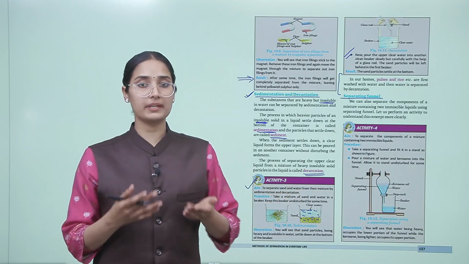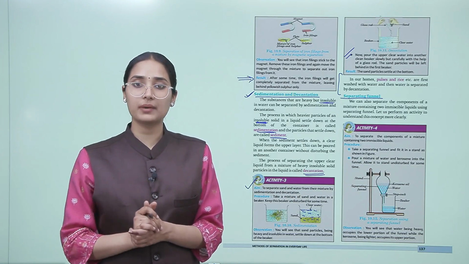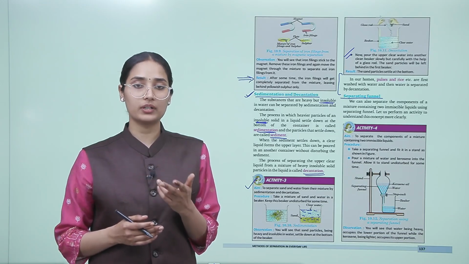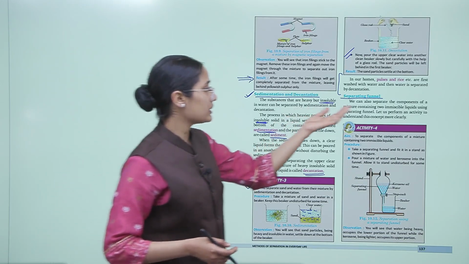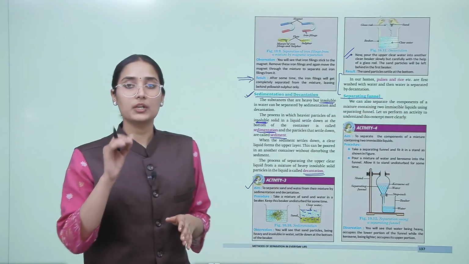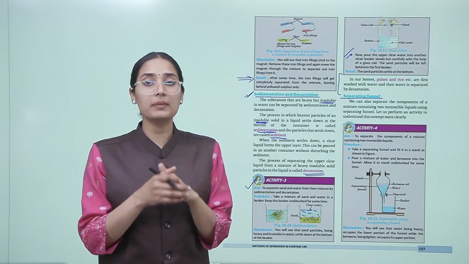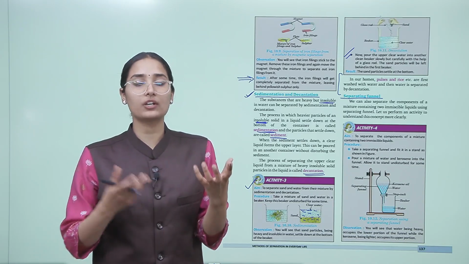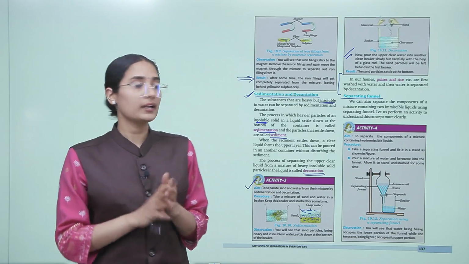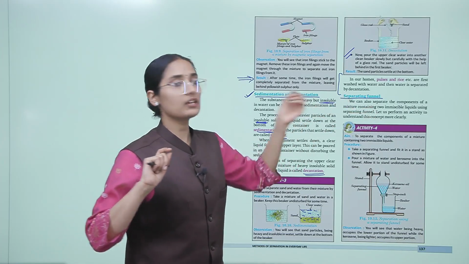We can separate the components of a mixture containing two immiscible liquids using a separating funnel. Now let us perform an activity to understand this concept more clearly. First, let's understand what two immiscible liquids are. Immiscible liquids are liquids that don't mix with each other, right? For example, water and oil don't mix with each other, but they both are liquids, right? So in those types of mixtures, a separating funnel can be used.